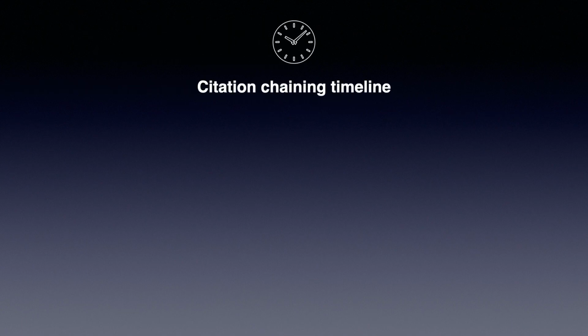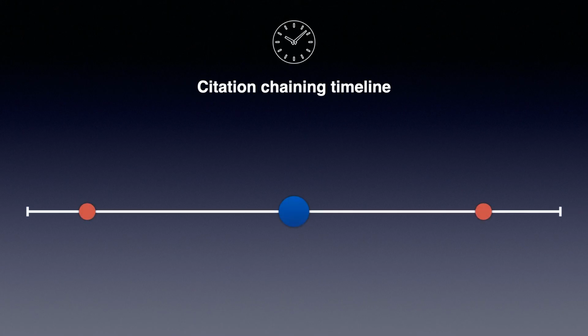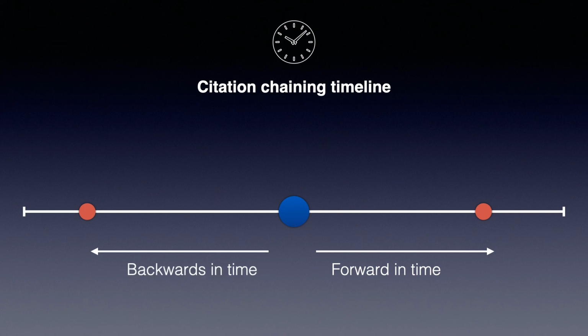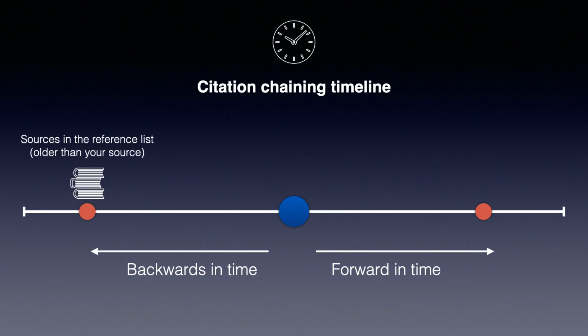Now, there's an easier way to think about this. I like to think of citation chaining as a timeline. So if we have a timeline, we can think of this as a timeline of our research. And of course, because it's a timeline, we have forward in time and we have backwards in time. So if we find a source, let's say the blue dot in the middle is the source that we've found, well, we can check out the reference list in that source. And that's about the equivalent of going back in time.